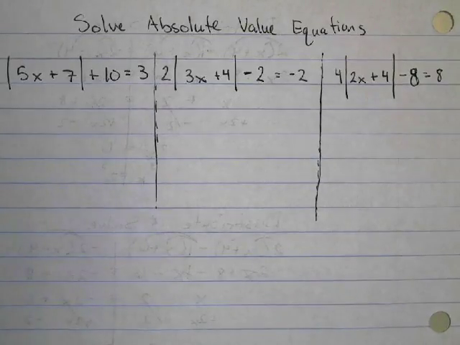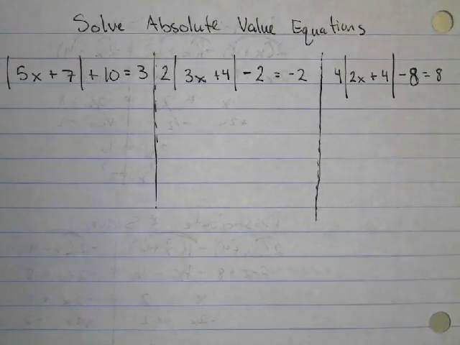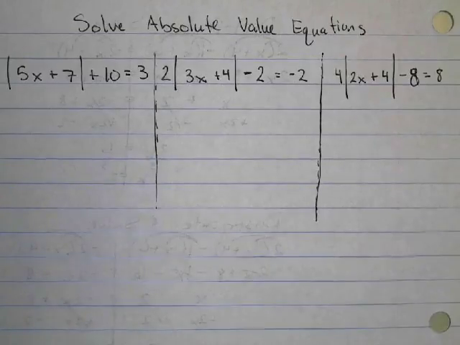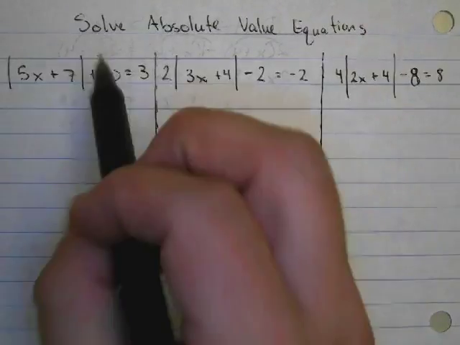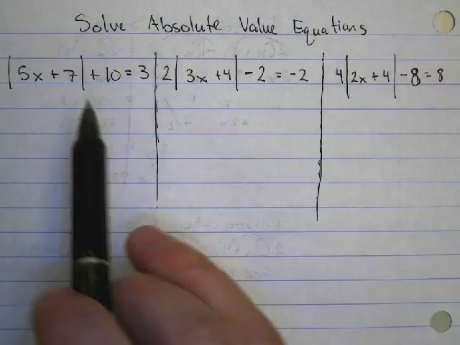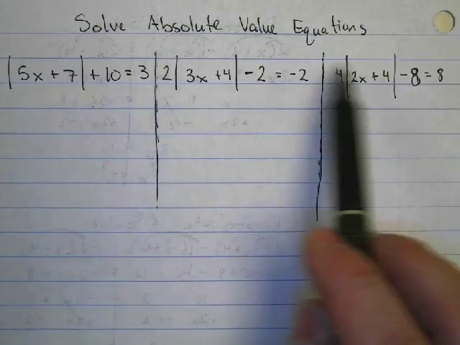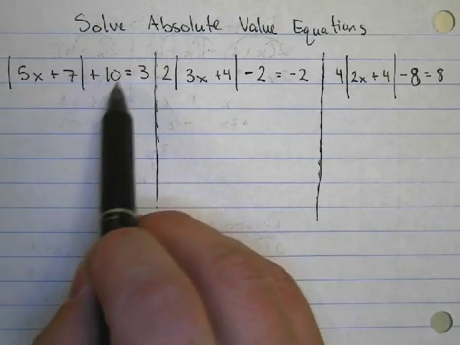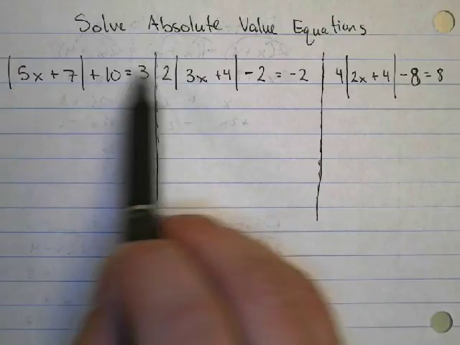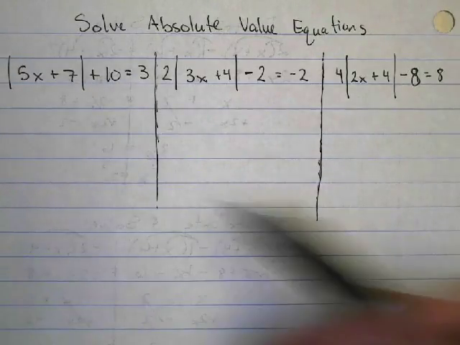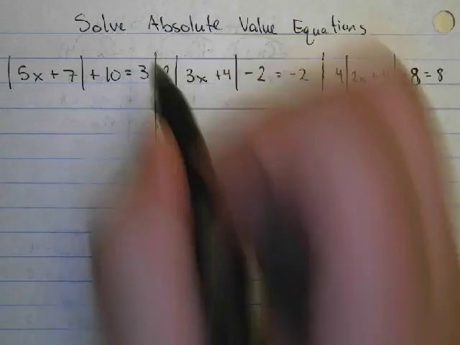In this video, we're going to solve absolute value equations. There are three different examples I want to show you. In the first example, our main goal is always to first isolate the absolute value. That means I need to get all my constants and coefficients on the outside of the absolute value, and move those over to the other side of the equal sign.